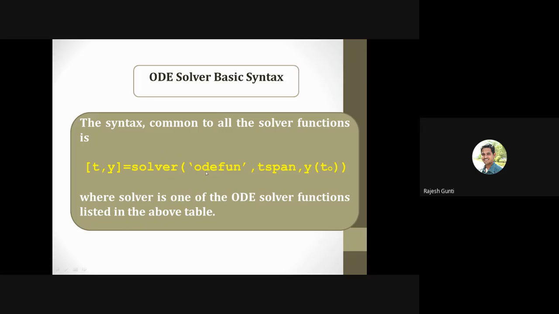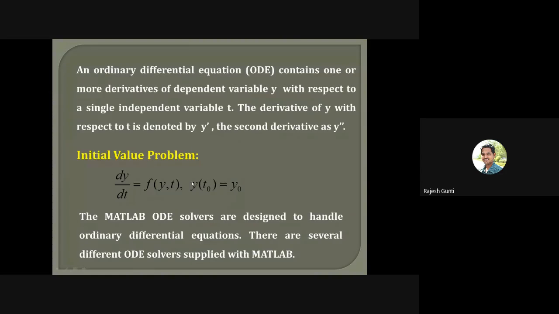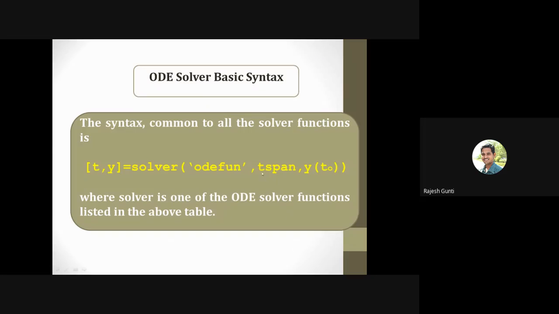We create one M-file and write the differential equation in that M-file, save that file and keep it in the folder. T-span is given here, along with y of t0 equal to y0. Suppose t0 is equal to 0 and y0 is equal to 1, so y(0) is equal to 1. I would like to find the y value at t is equal to 2. So my t-span is 0 to 2, and that we have to mention here in the t-span. Y0 is the initial condition.